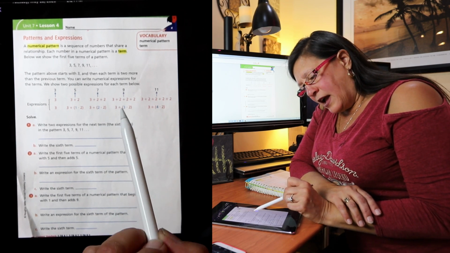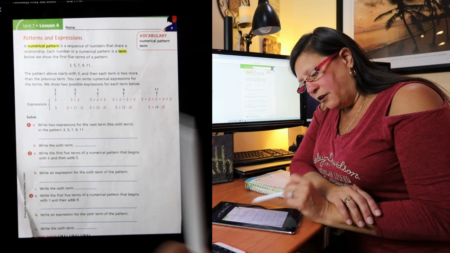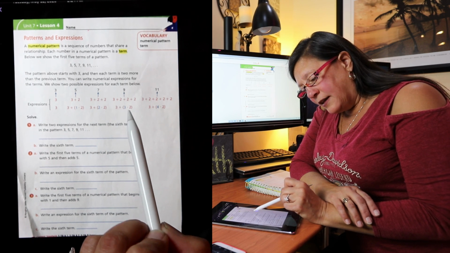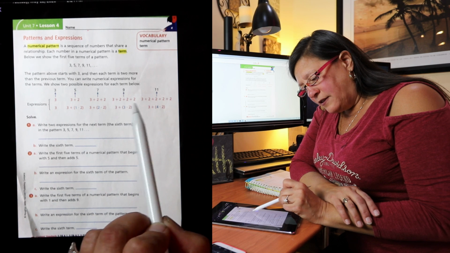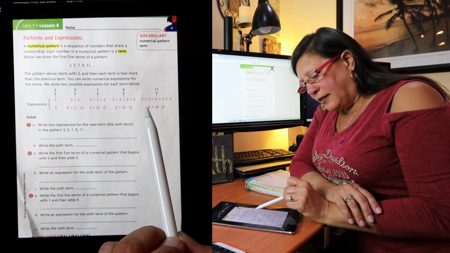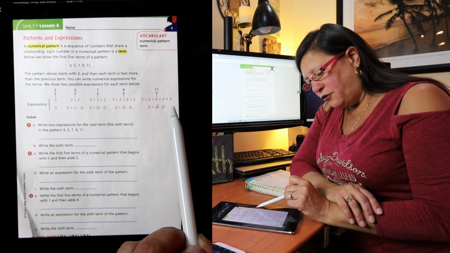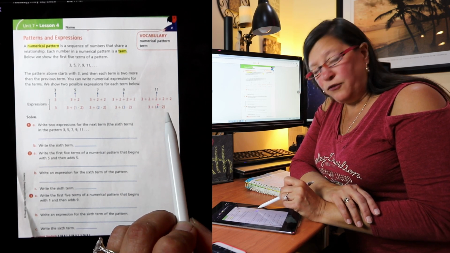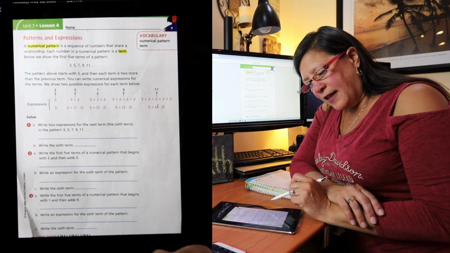For 9, 3 plus 2 plus 2 plus 2. If you add that all together, you get 9. Or another way to show it is 3 plus 3 times 2. So we have 3 2's there, 3 times 2. And for 11, one way to show 11 in an expression is 3 plus 2 plus 2 plus 2 plus 2, or 3 plus 4 times 2. 4 times 2 would give you 8, plus 3, that's 11.